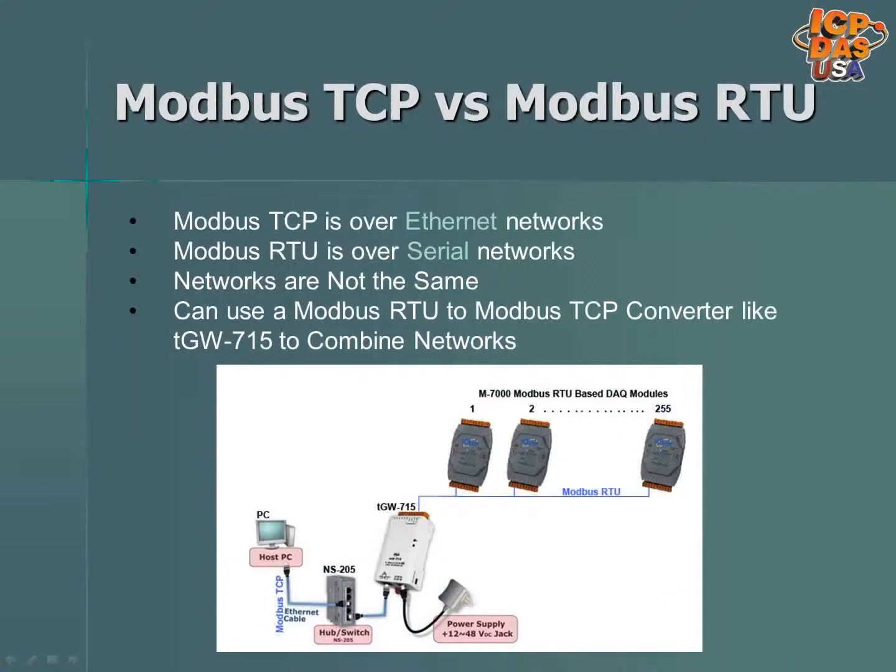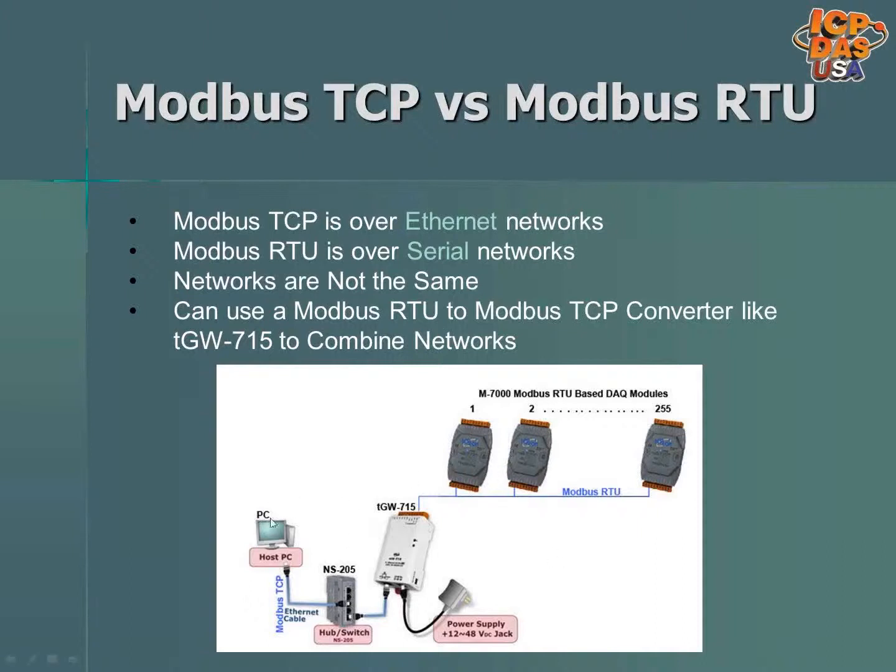Modbus TCP communicates over Ethernet networks. Modbus RTU communicates over serial networks. These networks are not the same. You can use a Modbus RTU to Modbus TCP converter like TGW715 to combine networks. You can also use RS485 to Ethernet converters like TDS715 in case your computer doesn't have a serial COM port. They are set up with a software utility and allow you to communicate with serial devices over Ethernet networks.